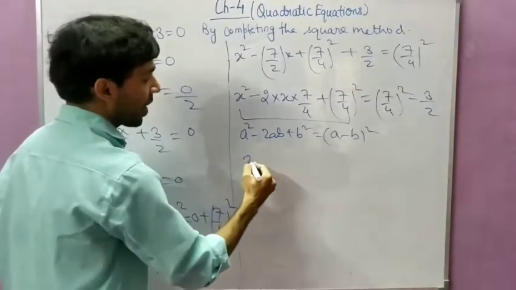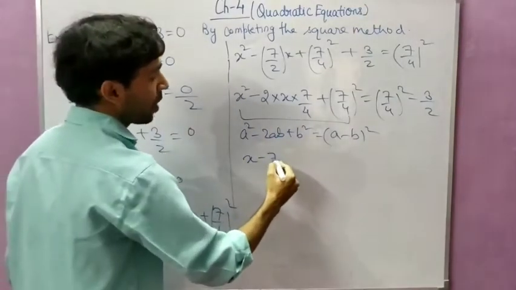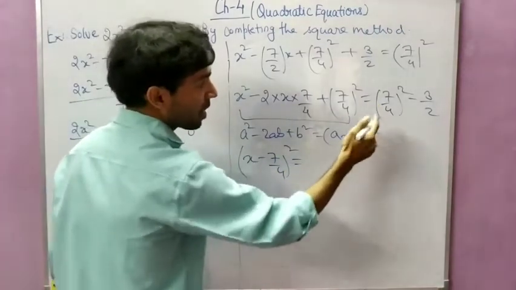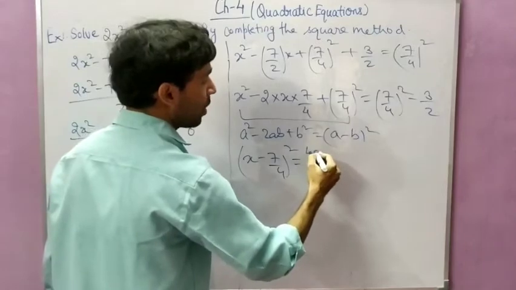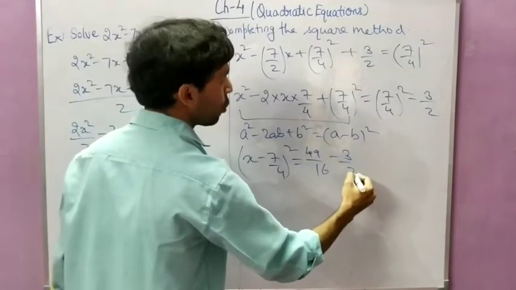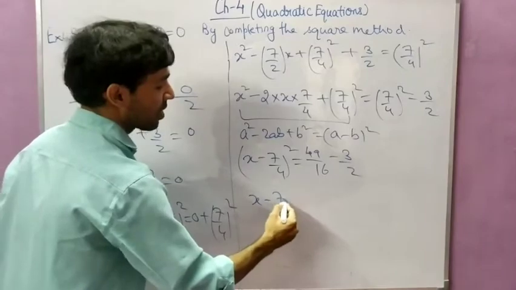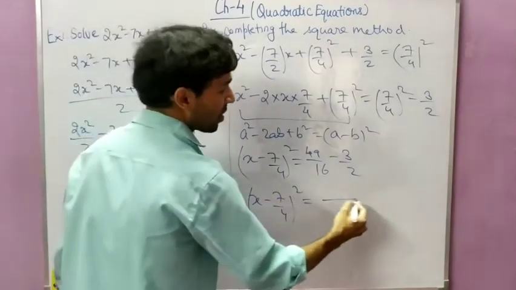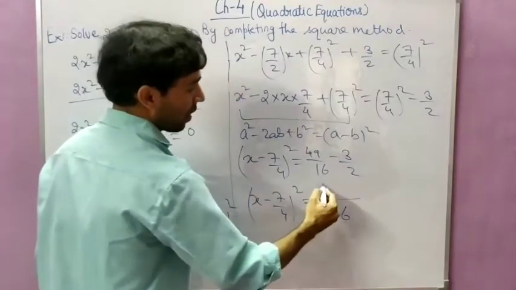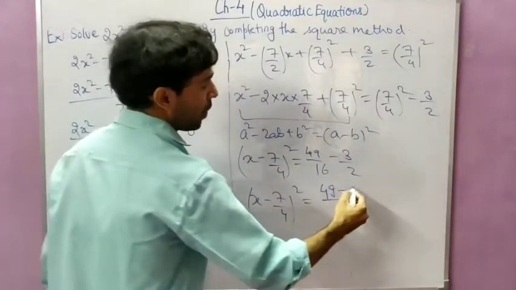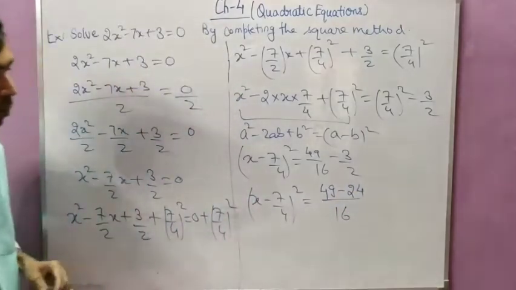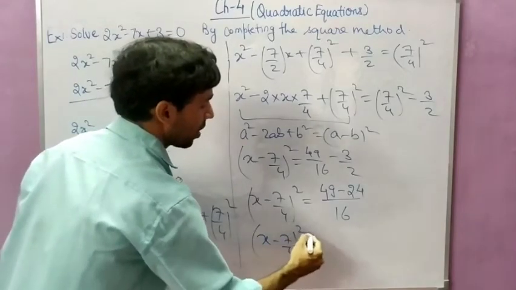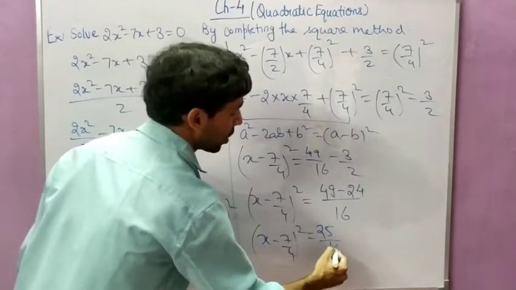So in place of a, x is here, in place of b, 7 by 4 is here. So x minus 7 by 4 square, and here 7 by 4 ka square will be 49 by 16 minus 3 by 2. Now x minus 7 by 4 ka square is equal to, LCM of 16 and 2 will be 16. Now here will be 49 and here will be 24. Okay, so what you will get? x minus 7 by 4 square equal to 25 by 16.